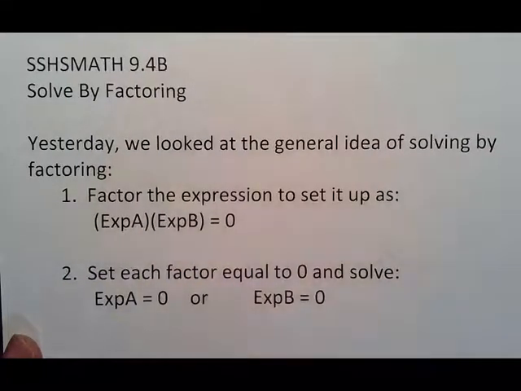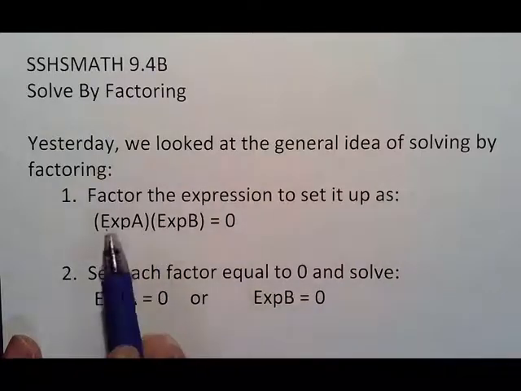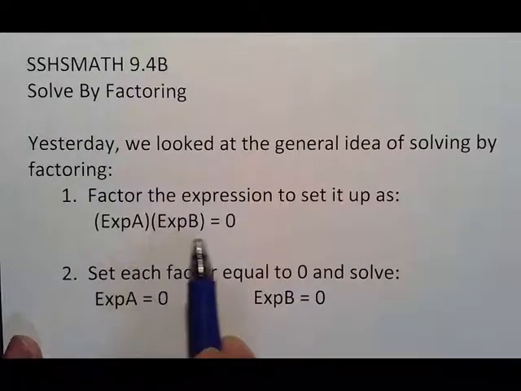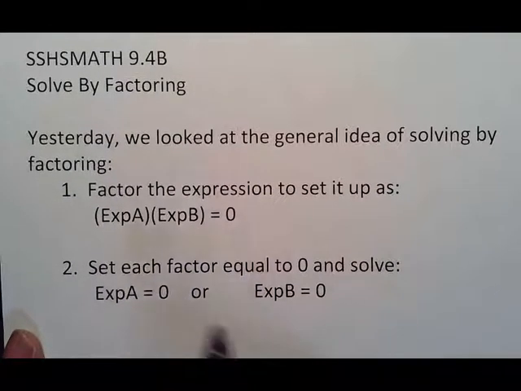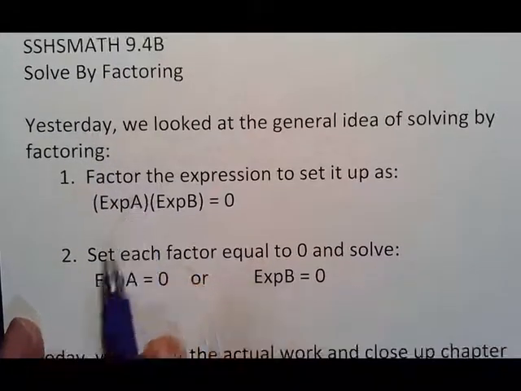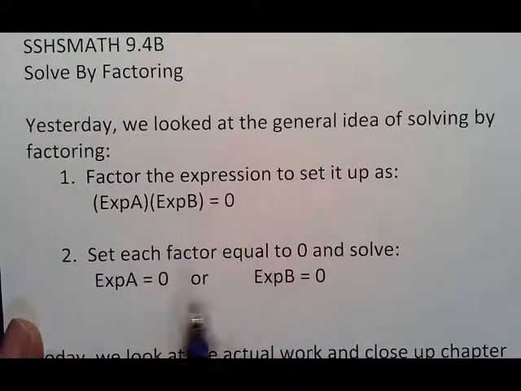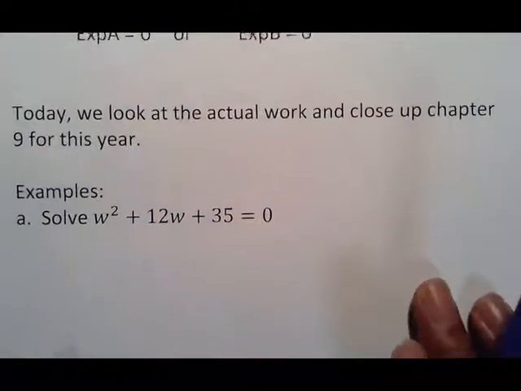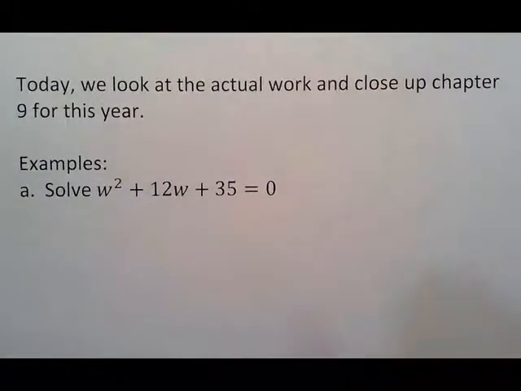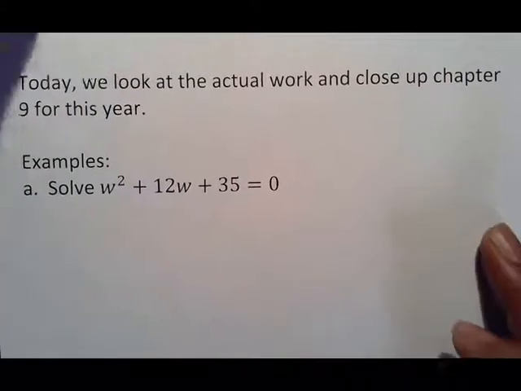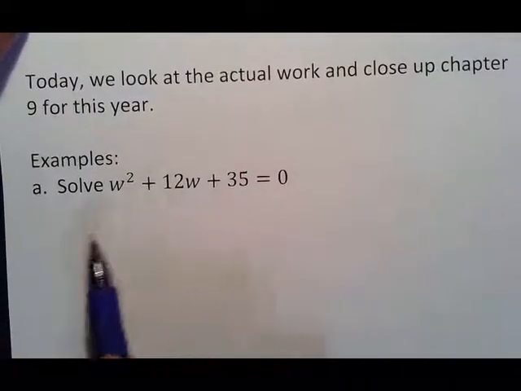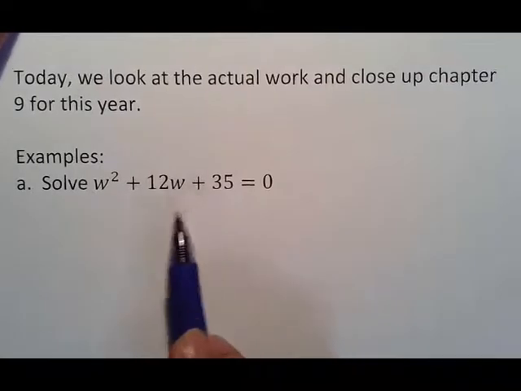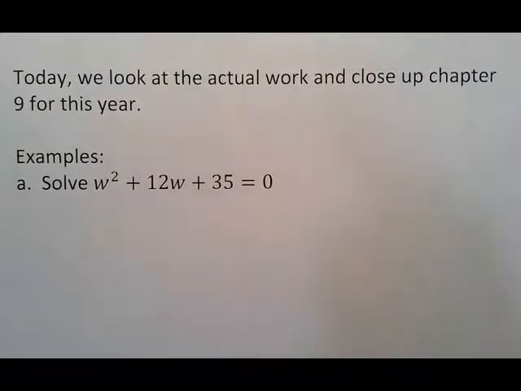Your problems yesterday were easily set up to where this was already factored, and you just followed the steps. After you had it like that, we simply said this has to equal 0 or this has to equal 0. We solved both of those and got our answers. Today we're going to look at the actual work and close up the work for Chapter 9 this year. So when you see solve this problem, again, you have options here.